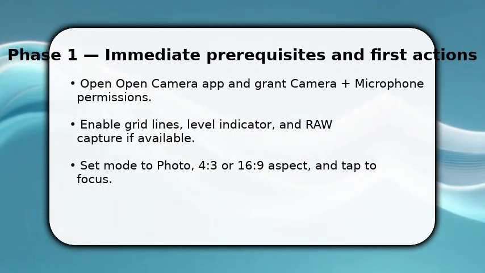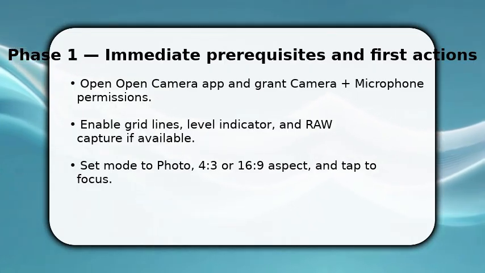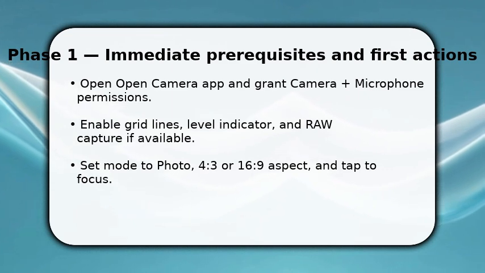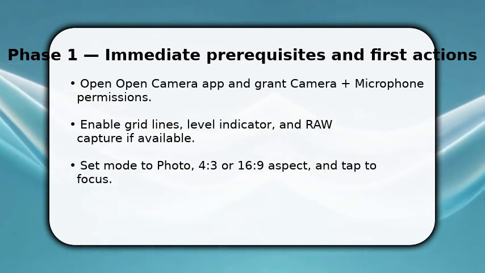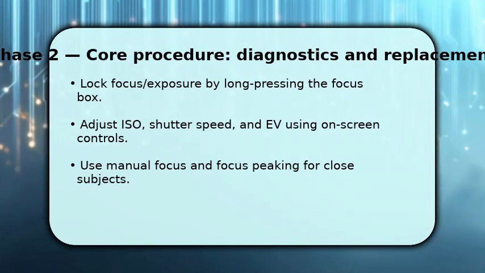Next, switch the capture mode to photo and pick an aspect ratio, 4:3 for general use, 16:9 for widescreen. Tap on your subject to focus and watch exposure, adjust before you press the shutter. With the basics set, you now control exposure and focus precisely.